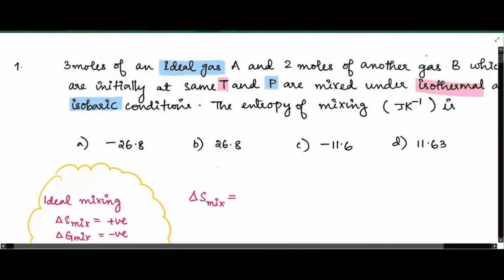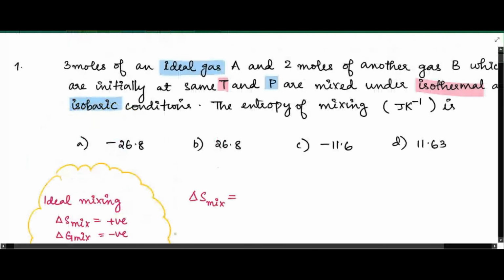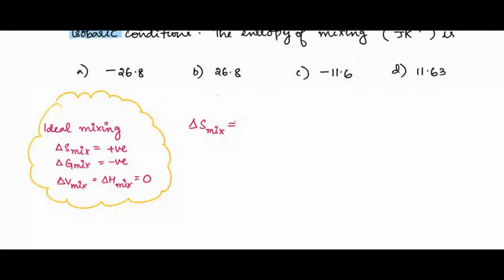All right. So what the question asks, look. What they have asked is to find the value of delta S mix. So since it is ideal mixing, delta S mix is going to be positive. Here it is a negative value, and here also a negative value. So it's not going to be option C, it's not going to be option E. B or D is the answer.